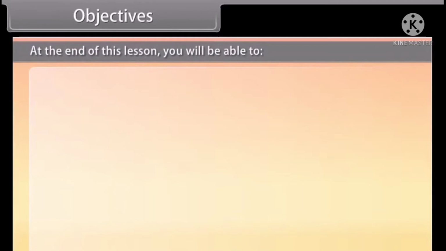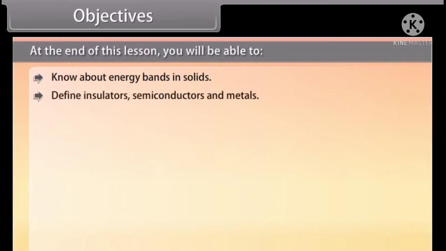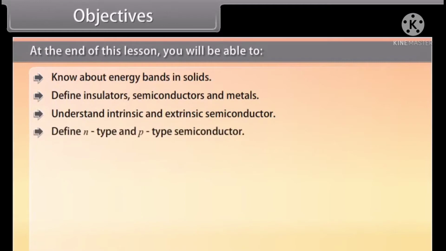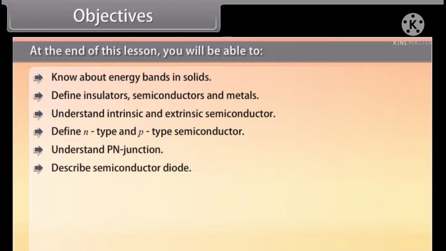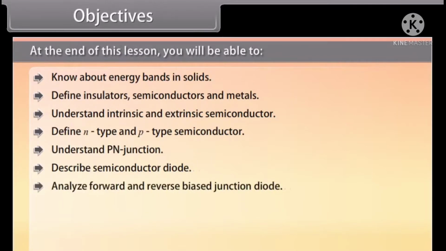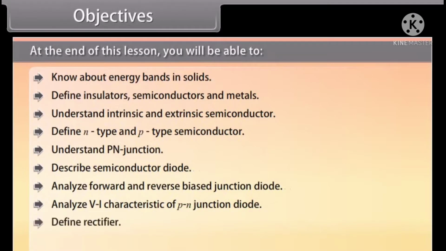Objectives. At the end of this lesson, you will be able to know about energy bands in solids, define insulators, semiconductors and metals, understand intrinsic and extrinsic semiconductor, define N-type and P-type semiconductor, understand p-n junction, describe semiconductor diode, analyze forward and reverse biased junction diode, analyze VI characteristic of p-n junction diode, define rectifier, explain Zener diode.